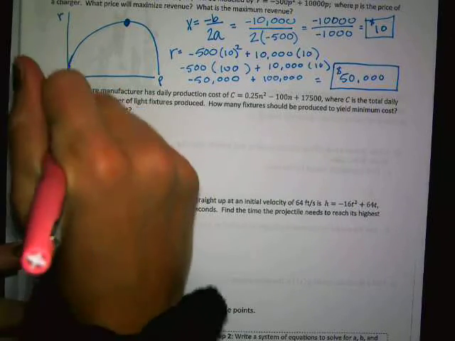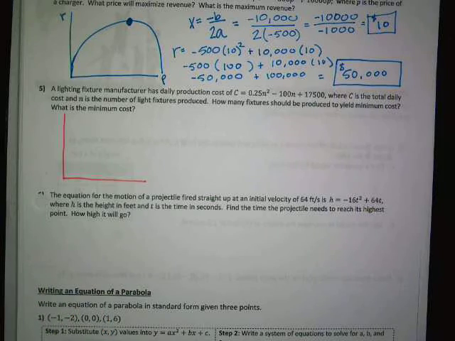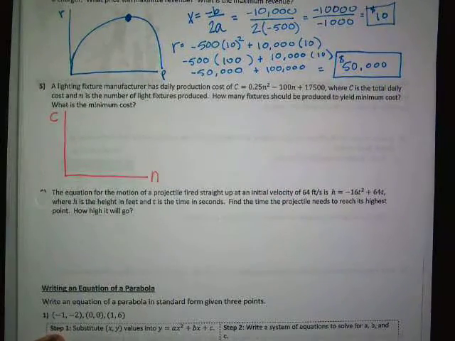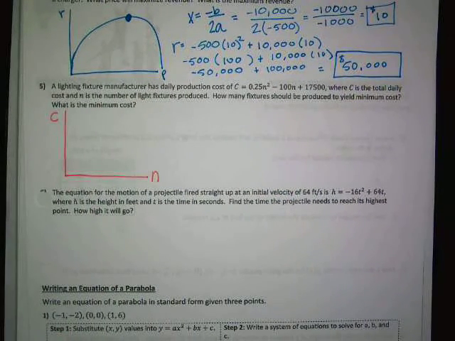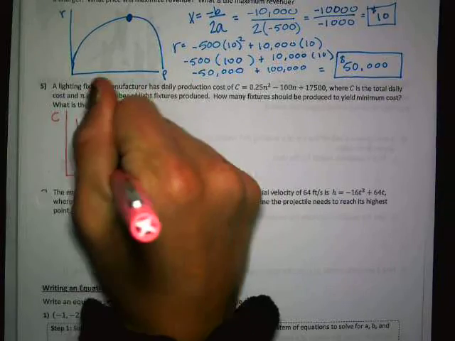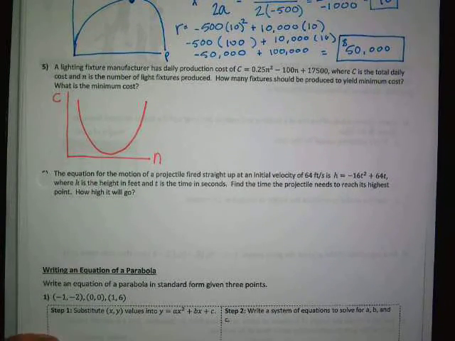So, I'm going to draw a graph. What is the y-axis? The C, the cost. And what's going to be on the x-axis? The n, the number of fixtures. Do you have a happy face or a sad face? Happy face, because this is positive and it says minimum. So I got a happy face. 17,500.